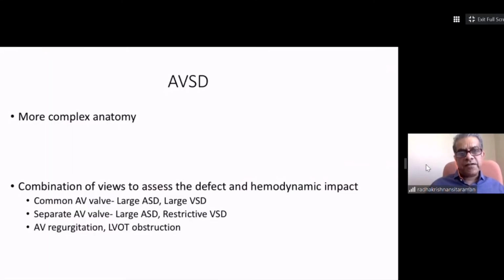Atrioventricular septal defect, we all understand, is a more complex anatomy. We have to use a combination of views in order to assess the defect and the hemodynamics. Typically, we have a common AV valve and a separate AV valve.